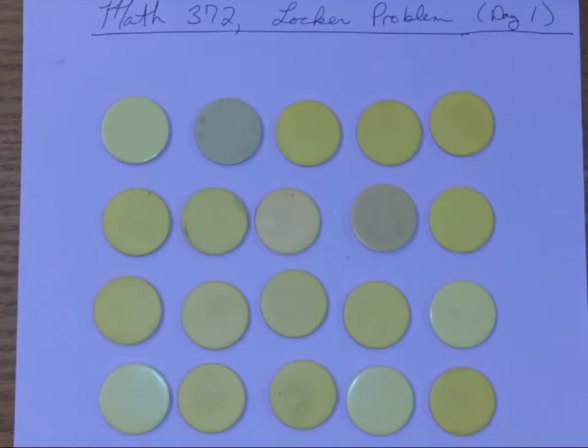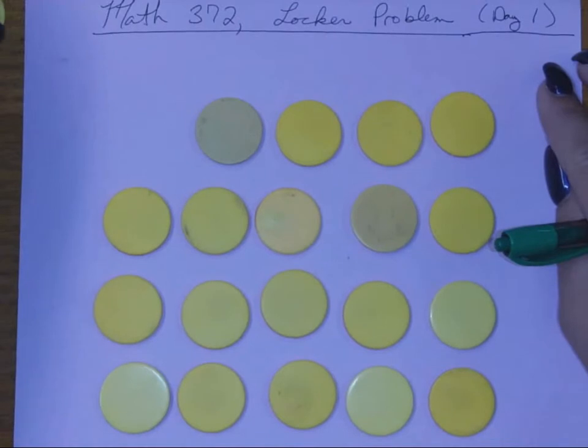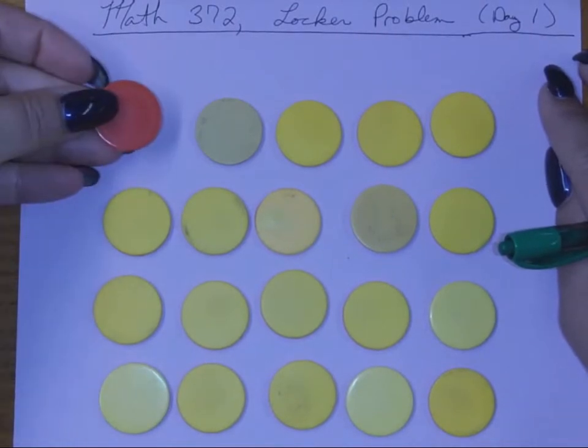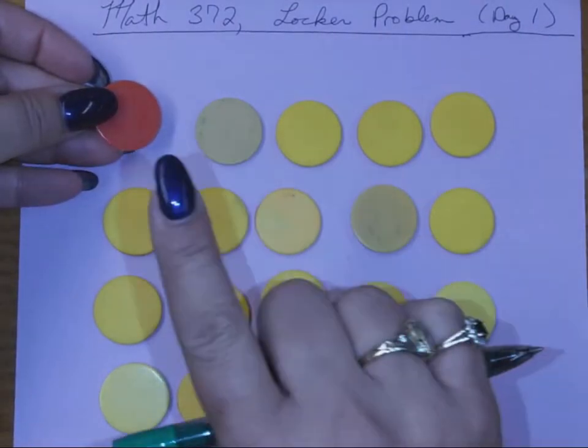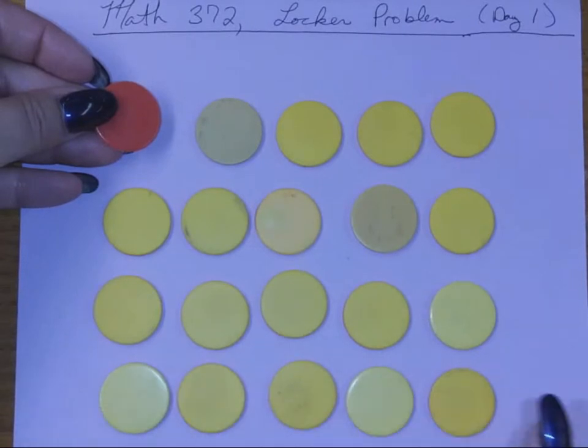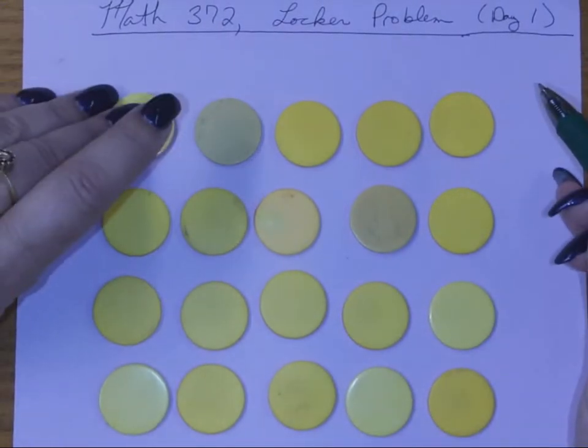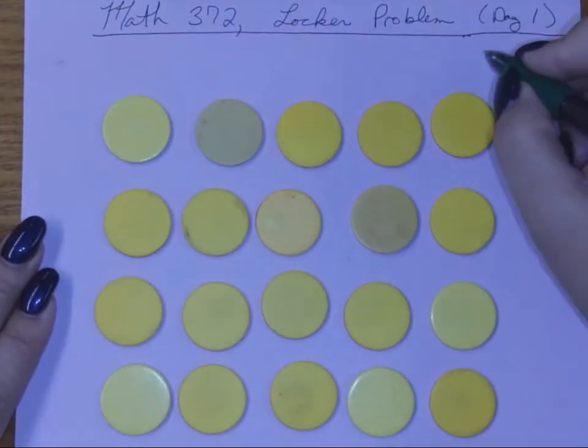All right, and just for the sake of laziness, I'm going to say that all of the lockers were red originally, and that the first student has already gone through and opened every locker. So for my purposes, yellow is going to be open.